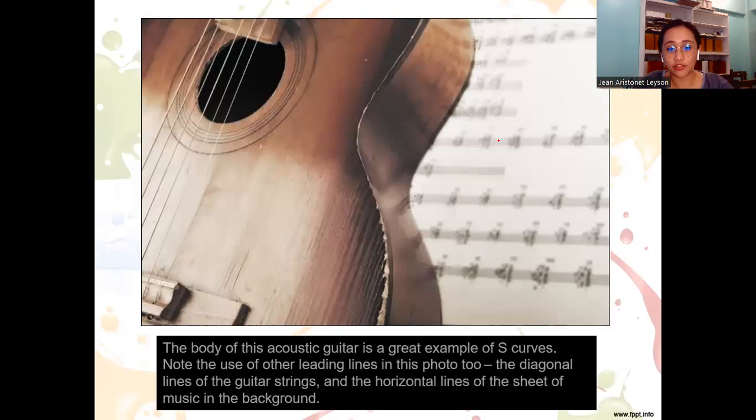The body of this acoustic guitar is a great example also of S-curves. Note the use of other leading lines in this photo too. So the diagonal lines of the guitar strings, the horizontal lines of the sheet of music in the background. So here you can see curved lines. Here you can see lines from the strings. Here you can see horizontal lines from the song sheet. So this photo is composed of different types of lines.